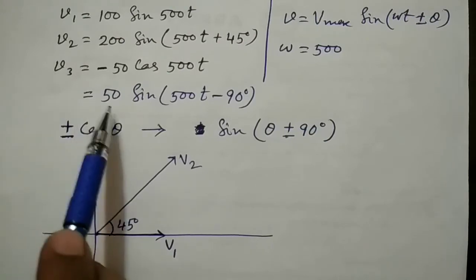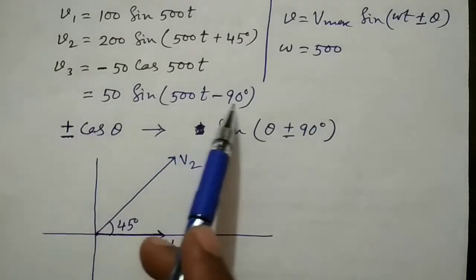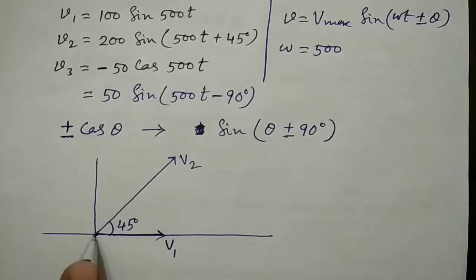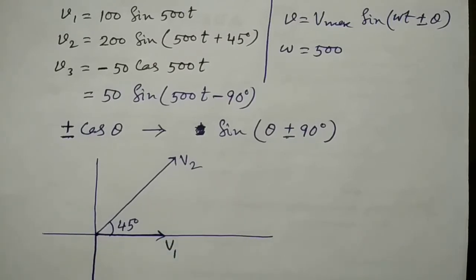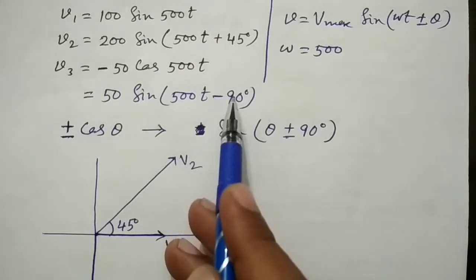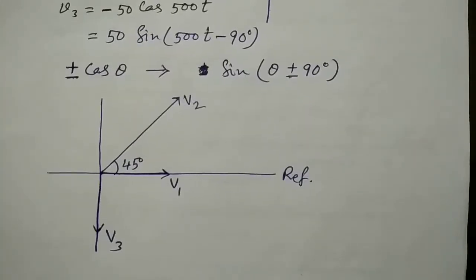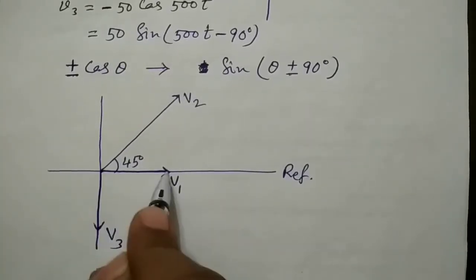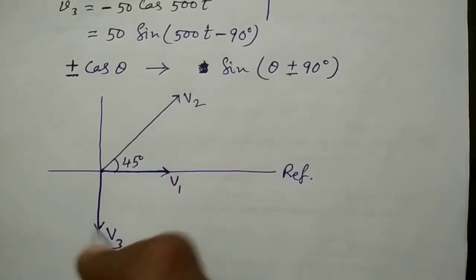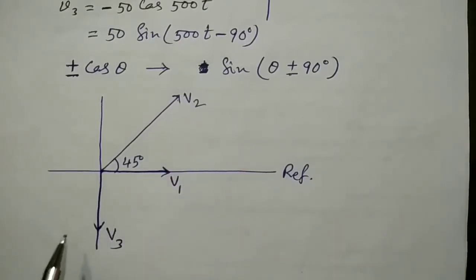And now the V3 is 50 sine (500t minus 90 degree). So it will be in the negative y-axis, because the anti-clockwise direction is considered as positive and the clockwise direction is considered as a negative. So as it is minus 90 degree, from the reference line we have to move 90 degree in this side, clockwise direction. So this is our phasor diagram. It is V1, it is V2, and this is V3, 90 degree lagging the reference line.